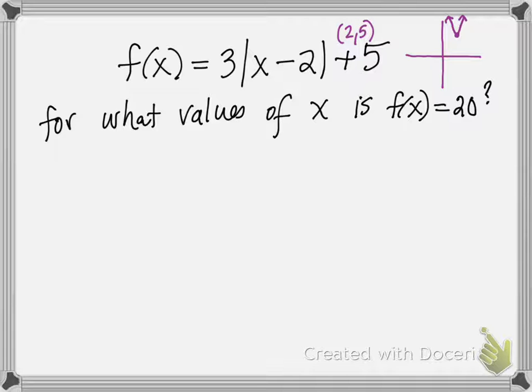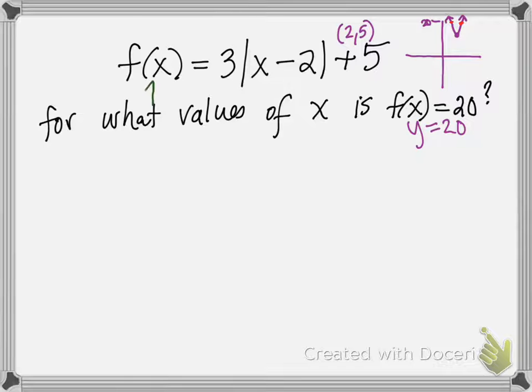So it is asking what are the x values when y is equal to 20, because f of x is the same thing as y. So when y is equal to 20, way up here somewhere, what are the x values? So there's going to be 2 x values, right? Right here and right here. Crosses at 20.